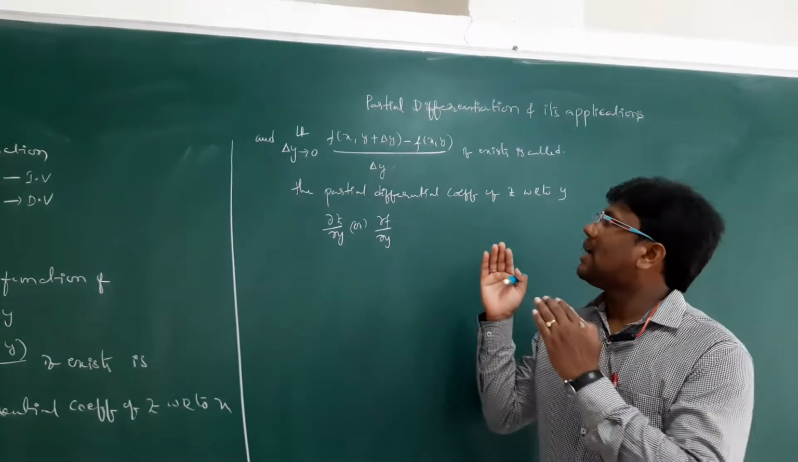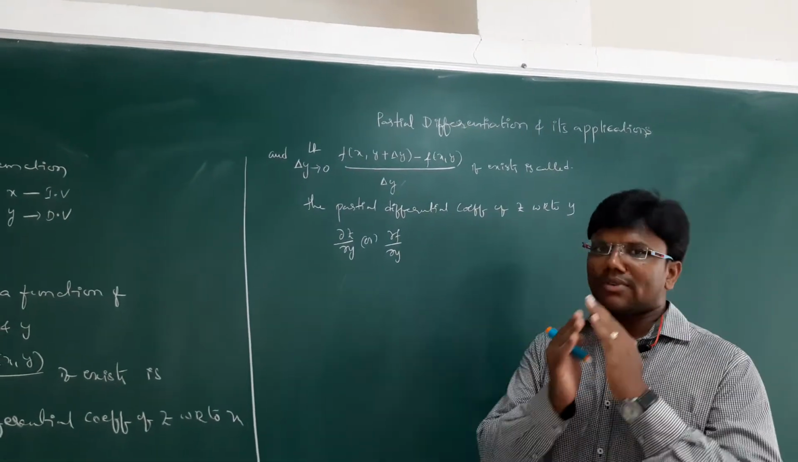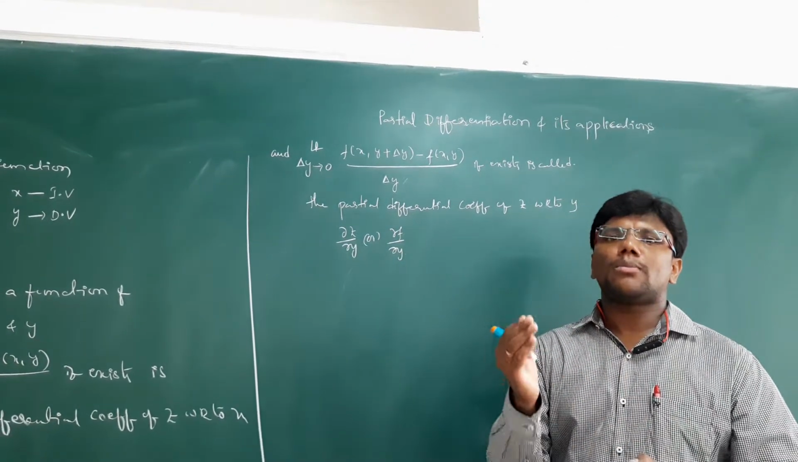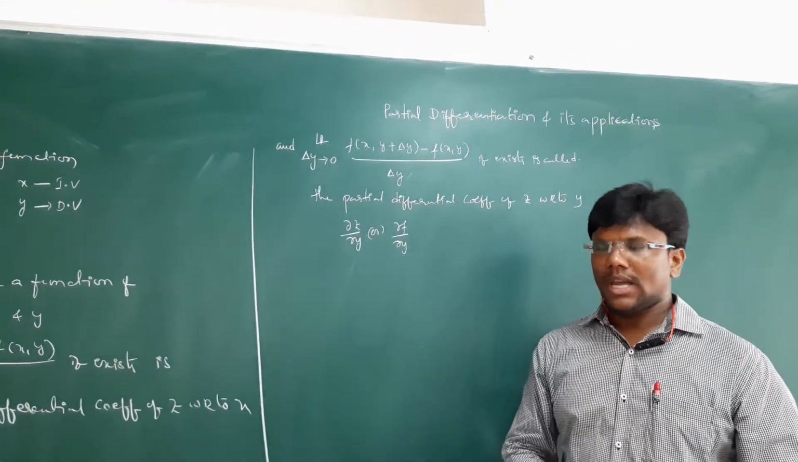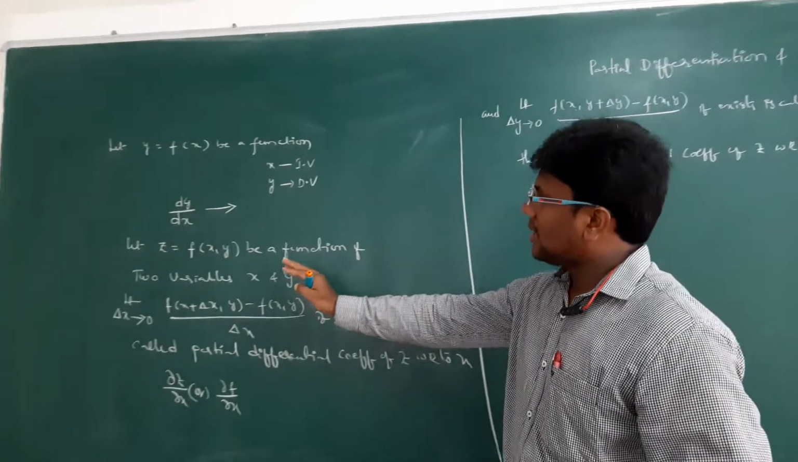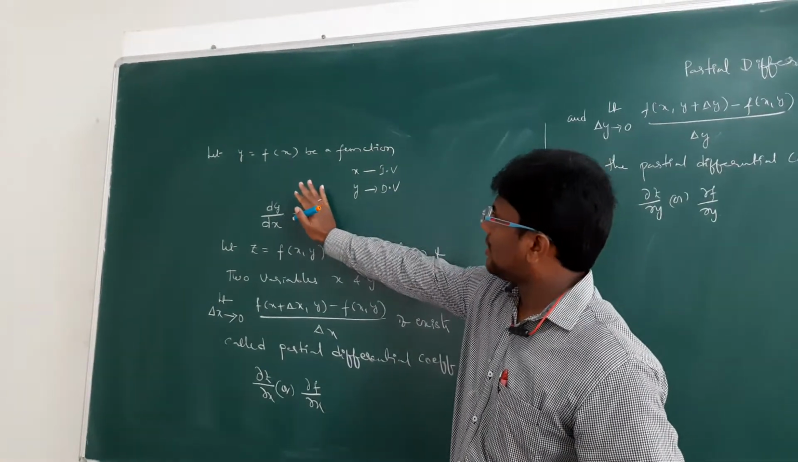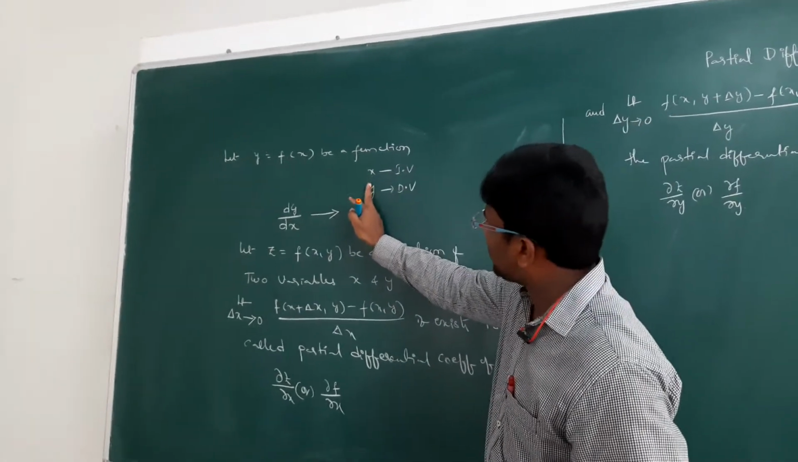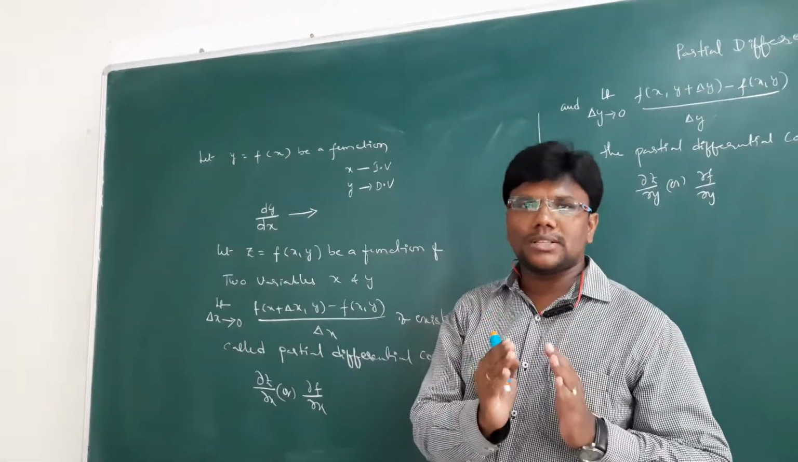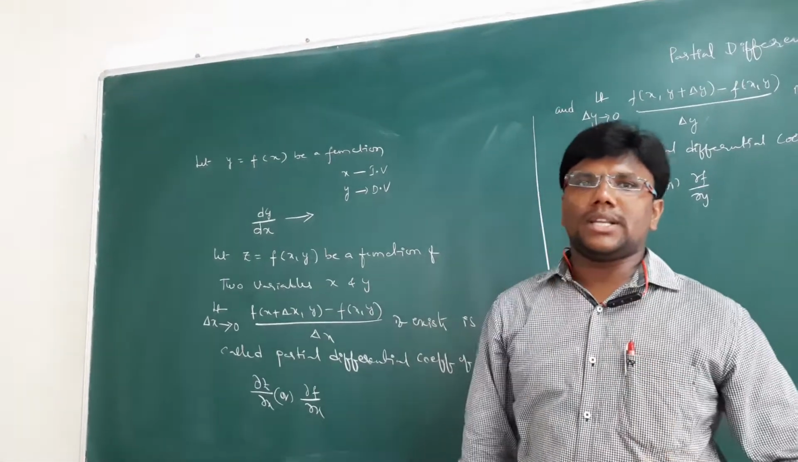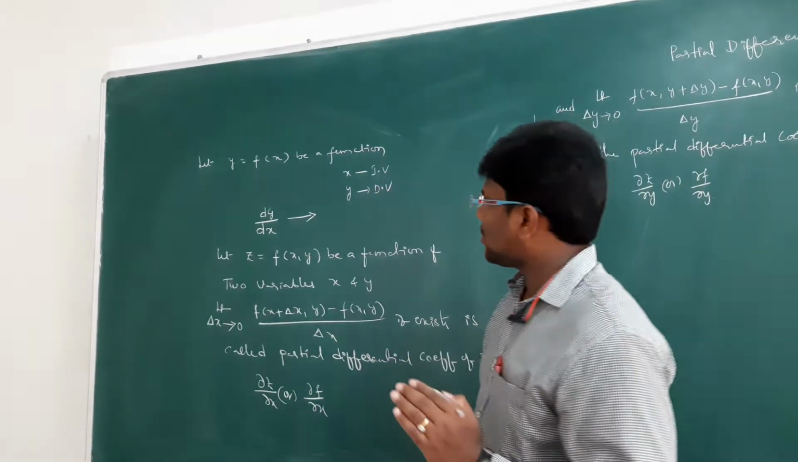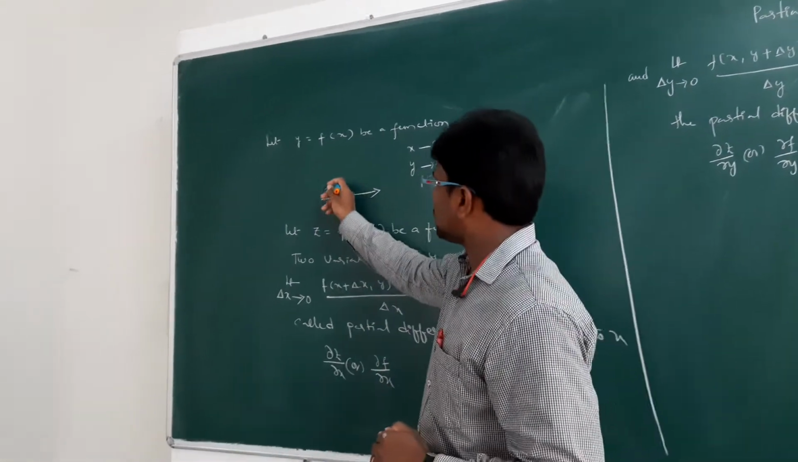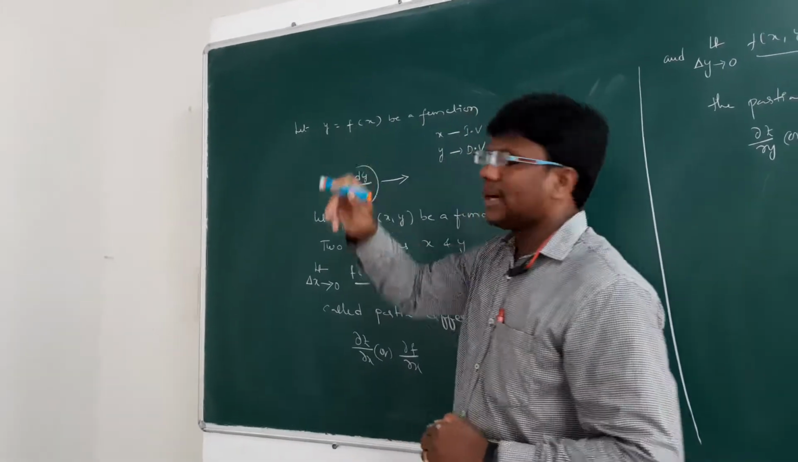Here in partial differentiation, there is one dependent variable and its derivative with respect to two or more independent variables. The difference is that in differentiation there is only one dependent variable and its derivative with respect to one independent variable. The differential coefficient is denoted by dy by dx.